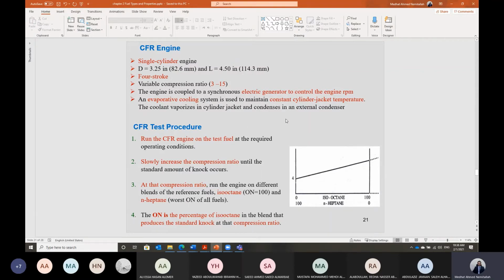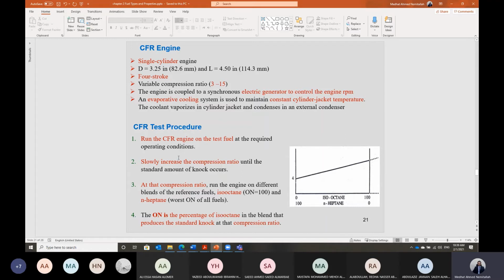What is the procedure? This is the engine, we call it the CFR engine. But what is the procedure followed in order to calculate the octane number of a given fuel? I will bring this fuel to this engine and run the engine at a given compression ratio. And I will test, do we have knocking? No. Then I will raise the compression ratio of the engine by reducing the clearance volume. Then I will run the engine at a given condition.